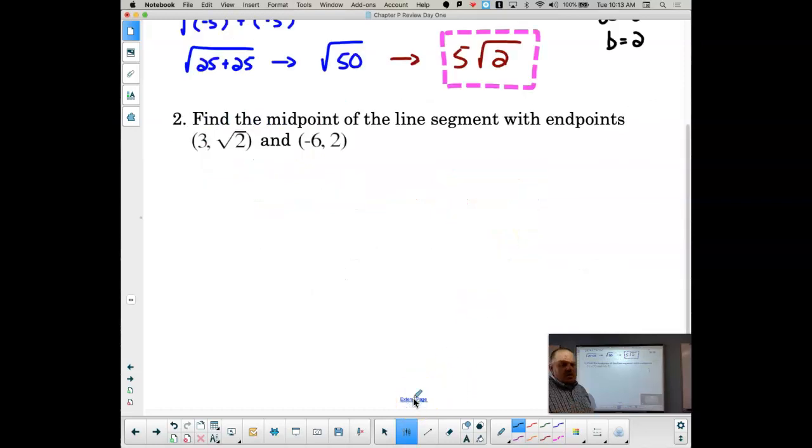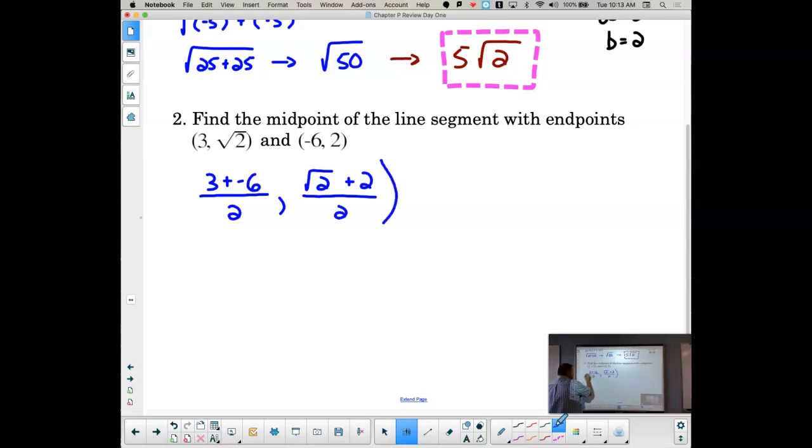Next one, find the midpoint of the line segment with endpoints of those two. Well, midpoint says we take 3 plus -6, and we divide that by 2, and then I take the square root of 2 plus 2, and I divide that by 2. So I take the x parts and I add them together. I take the y parts and I add them together. Okay? So then that's going to be -3 halves there, and 2 plus the square root of 2 divided by 2 is going to be that answer.